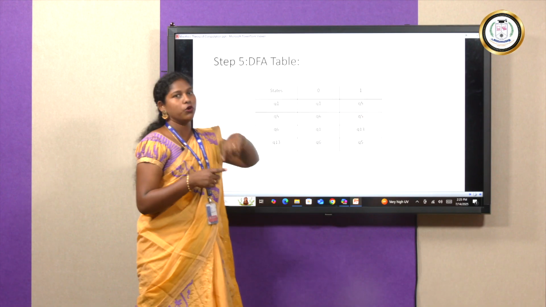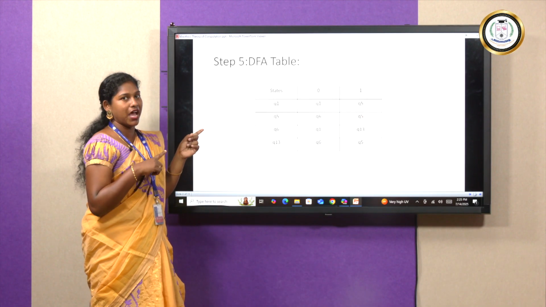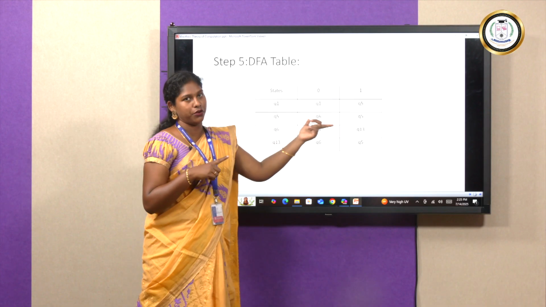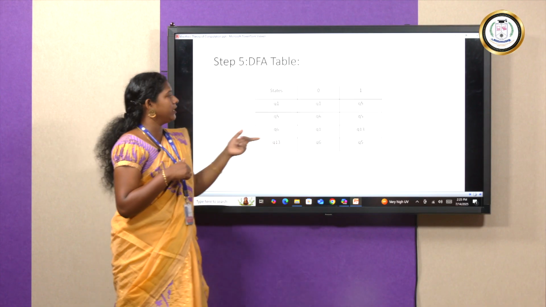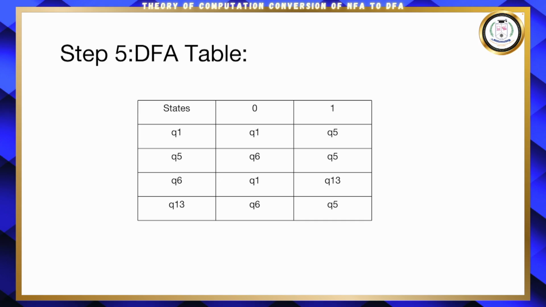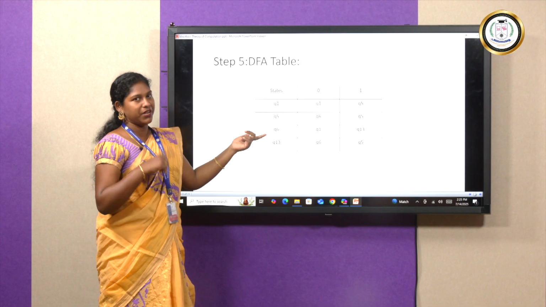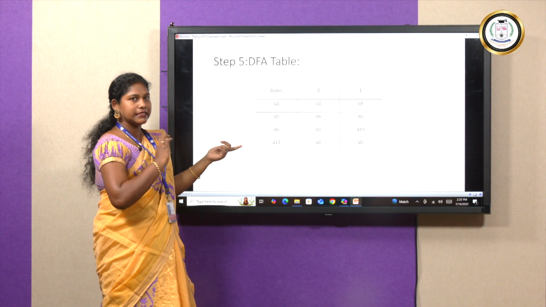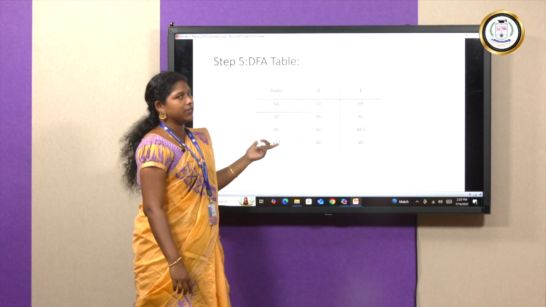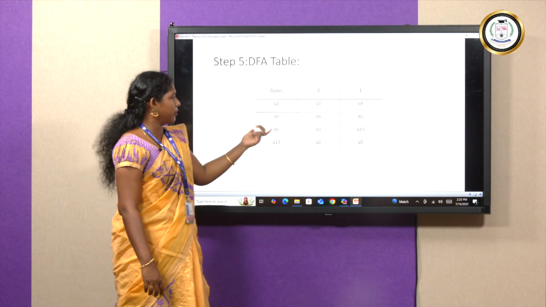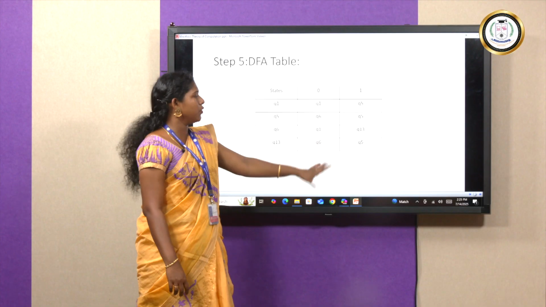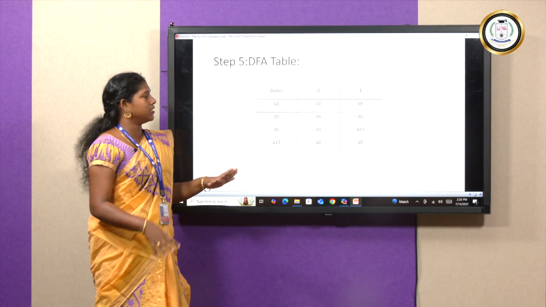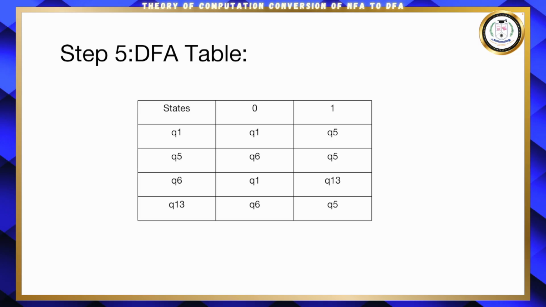So you go to the previous table, check for Q5 and write the same row, the Q5 row, here. If you check for Q5 you will get Q6 and Q5. Here you check which is the new state you got. The new state is Q6. So you go to the previous table, check for Q6 and write the same line here. The row in Q6 is Q6, Q1 and Q13. The new state is Q13, so you write the Q13 row: Q13, Q6, Q5.